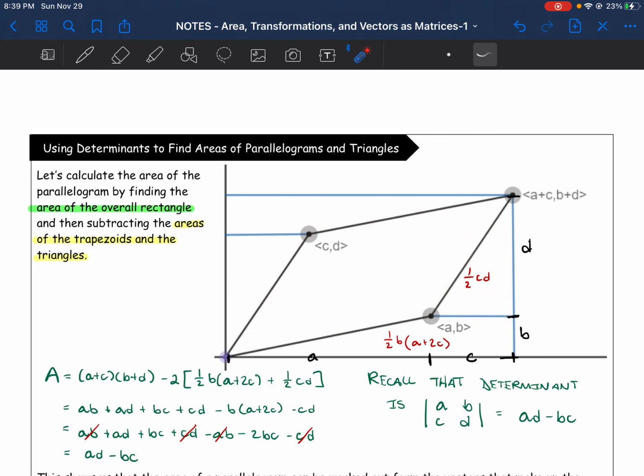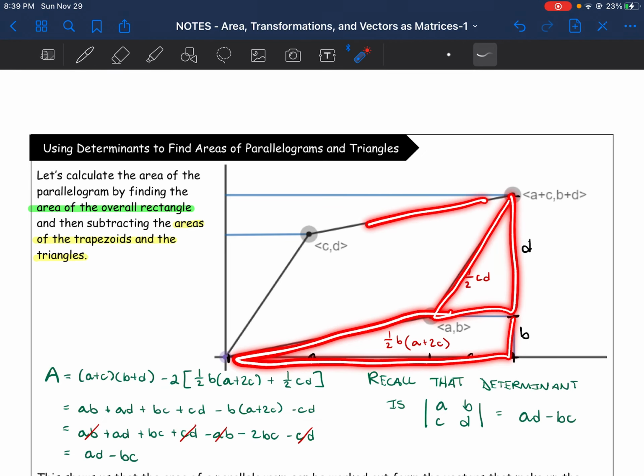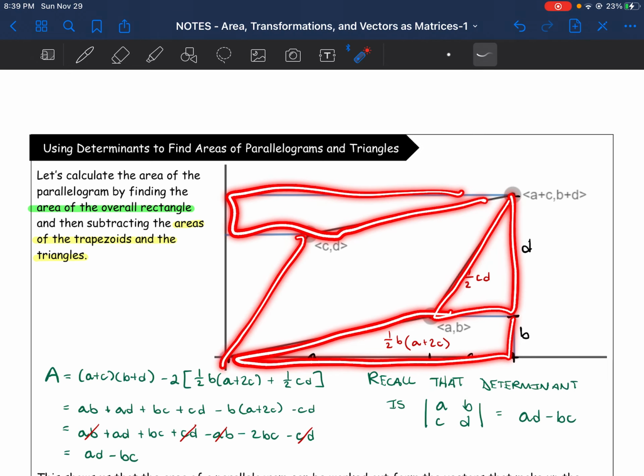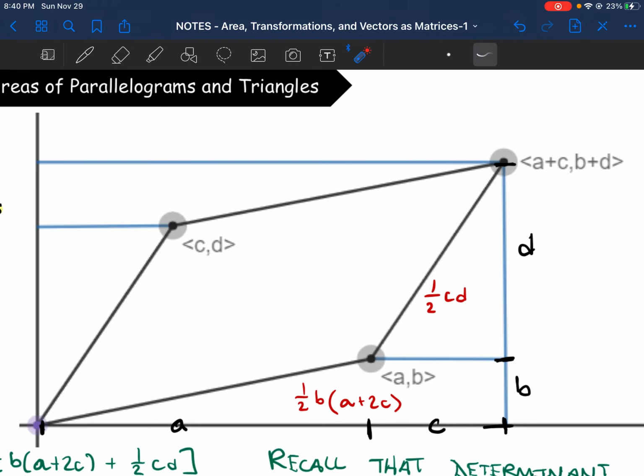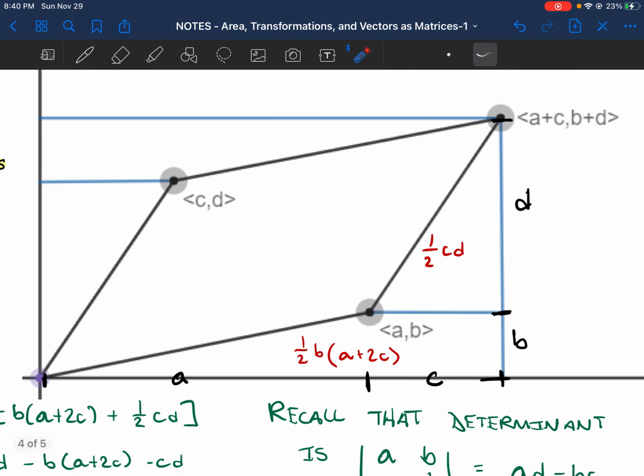And what we're going to do is take the area of that entire rectangle and subtract the areas of these little triangles and these little trapezoids, not parallelograms. Okay? So let's look at the area of one of these tiny little triangles first.